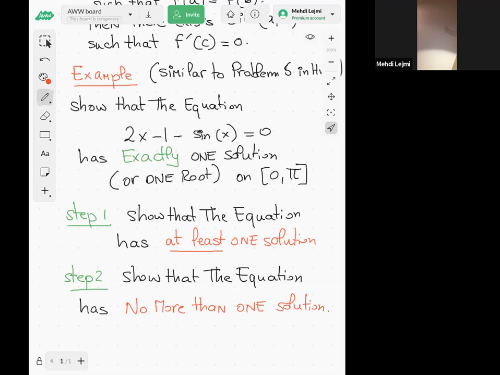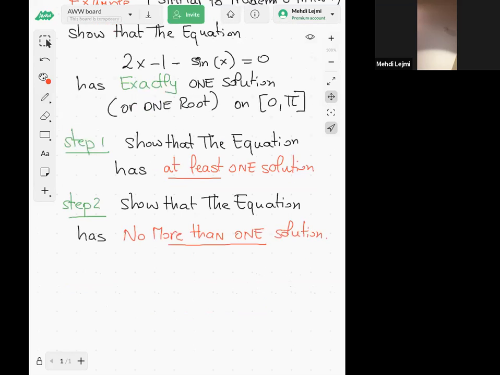Now, in this step 2, if you show that the equation has no more than one, so in step 1, you show that the equation has at least one solution. And then in the step 2, you show that the equation has no more than one. So if you have at least one solution and no more than one at the same time, then the conclusion is that the equation would have exactly one solution, right? So then we can conclude, because of the step 1 and the step 2, that the equation has exactly one solution.